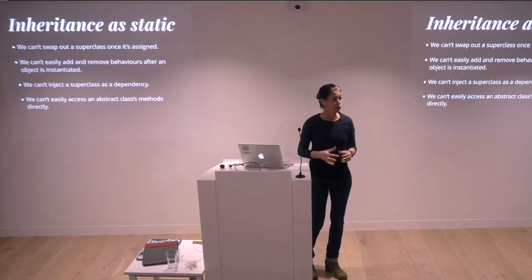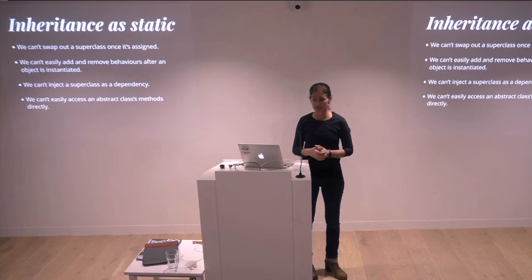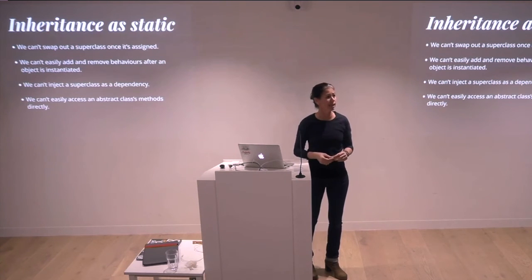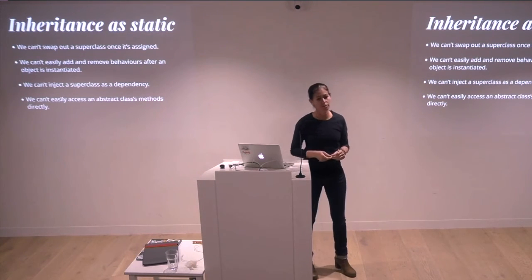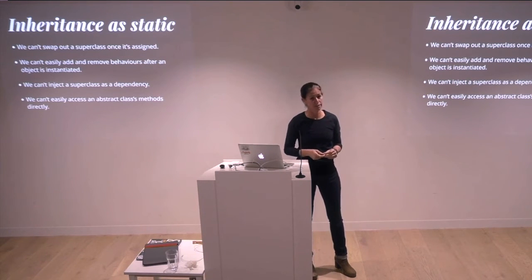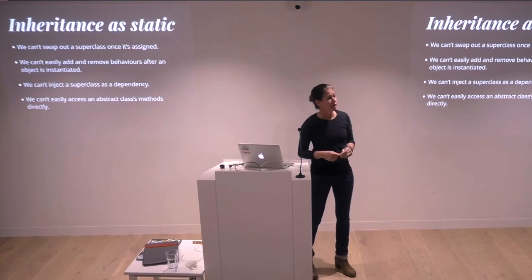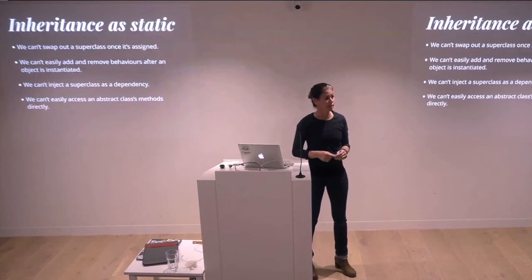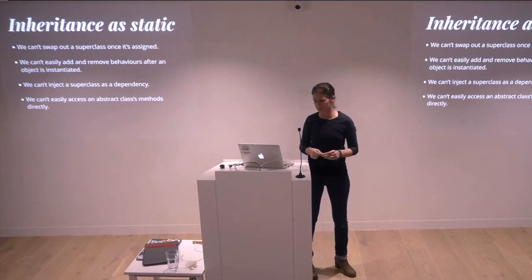For example, we can't swap out the superclass once it's assigned. We can't easily add or remove behavior after an object is instantiated. We can't inject a superclass as a dependency. This is why we use mixins. We can't easily access an abstract class's methods directly.